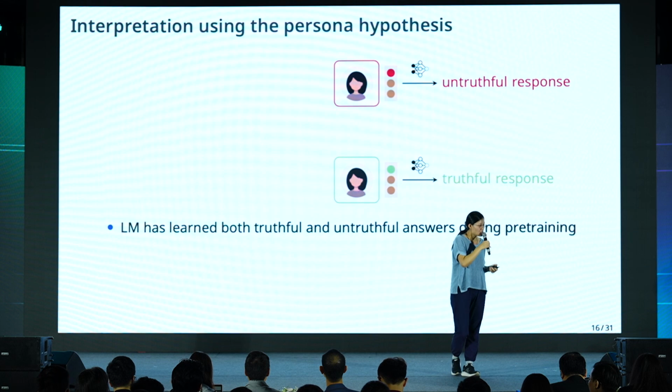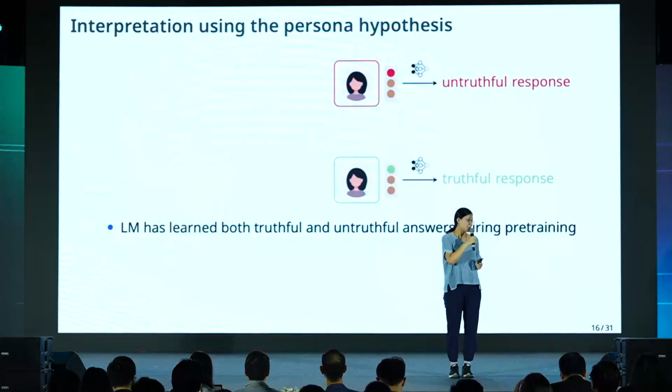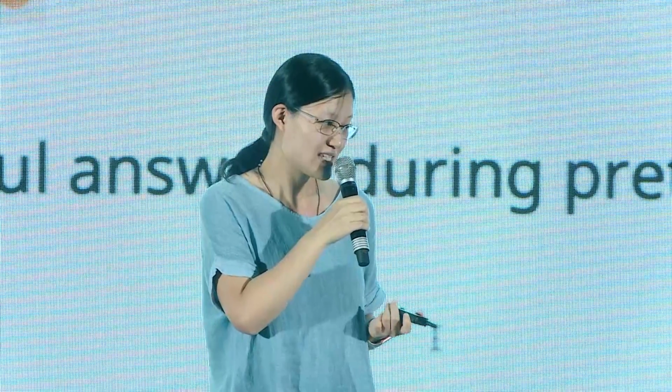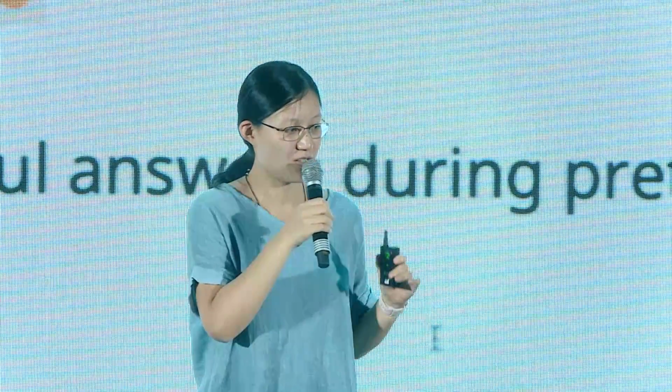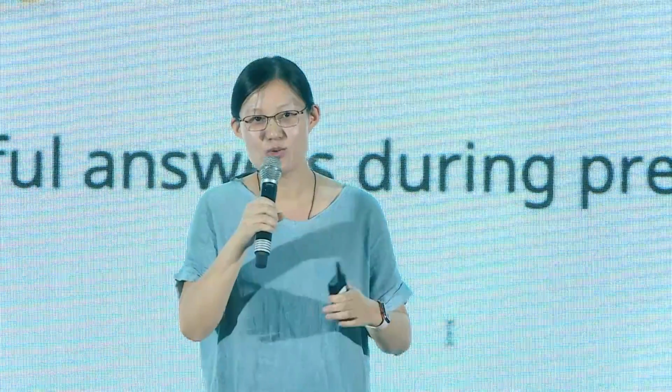All right, so going back to the more high-level question of what the model is really learning during alignment compared to pre-training, based on these results, we see that the model must have learned both the correct and incorrect answers during pre-training. And that's why even without direct knowledge transfer, it is able to produce the correct answer.